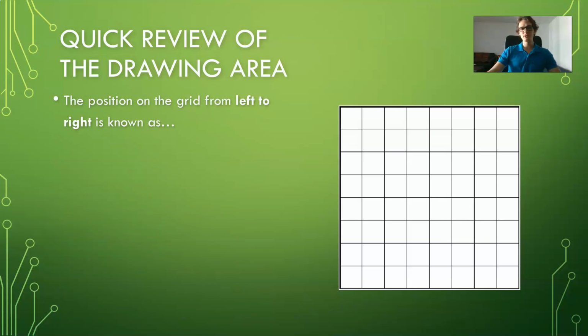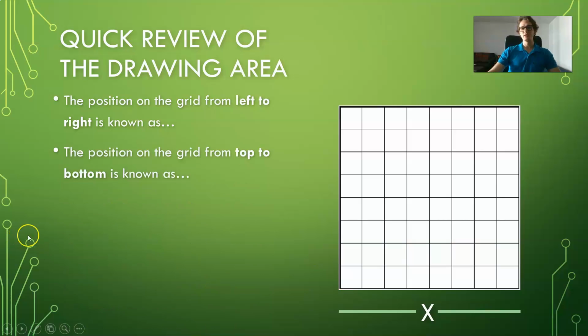The position on the grid from left to right, so from here to here, that is known as X, okay? The position on the grid from top to bottom, what is that called? If you said Y, that is correct.